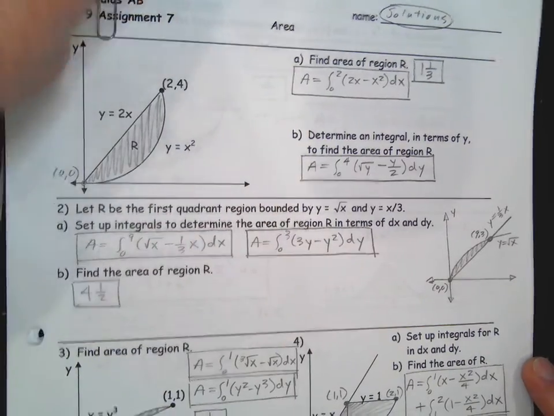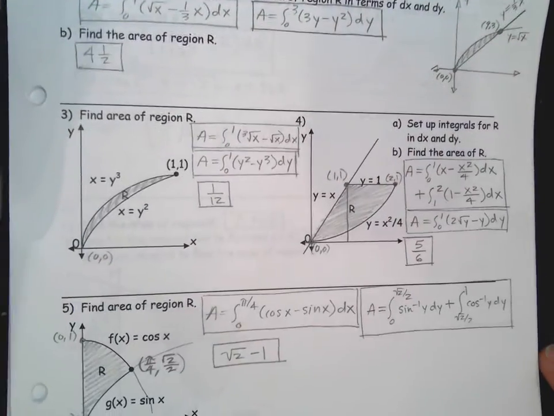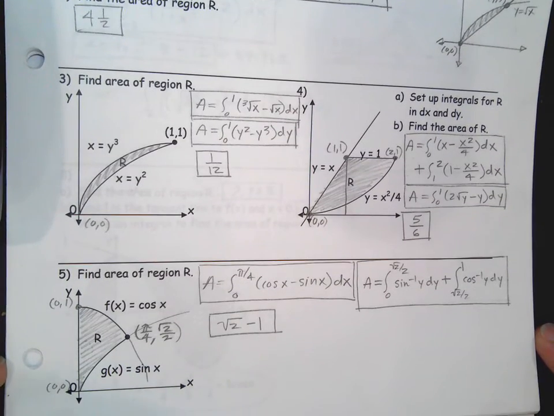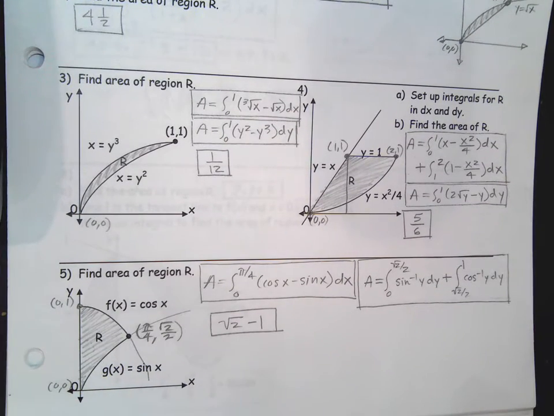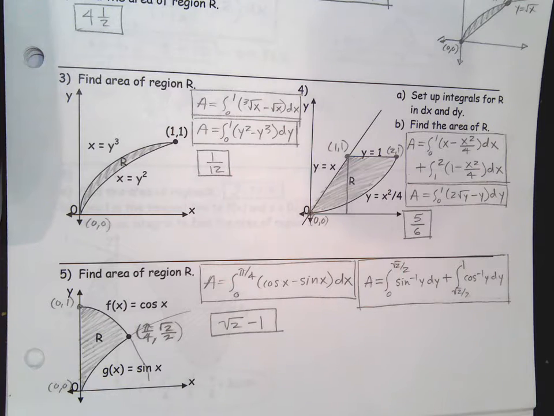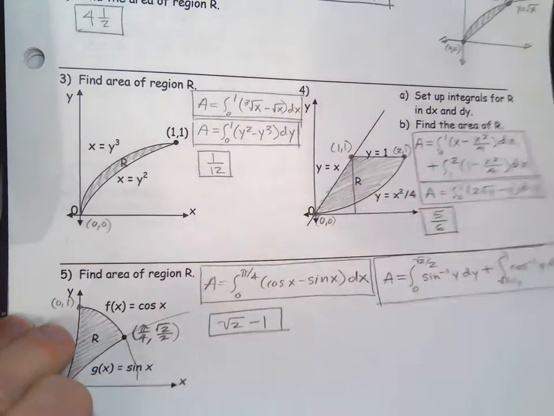Area between curves. And this just shows the setups, but you still have to find the areas. And there's a couple different ways you could do each problem. You can do them vertically or horizontally. Some of them you're told to do both. Some you're told to do either, or one or the other.